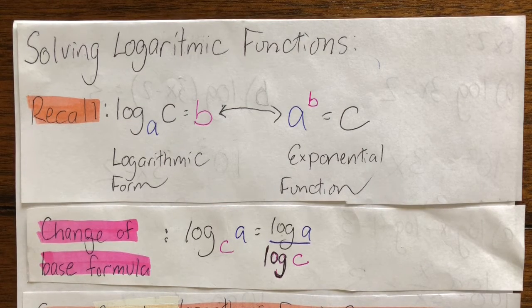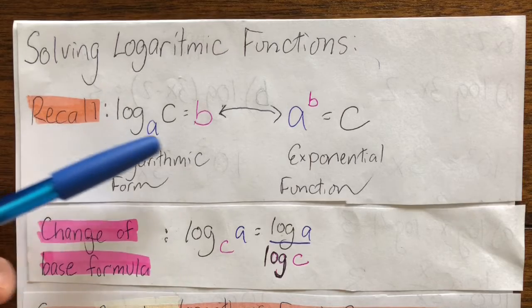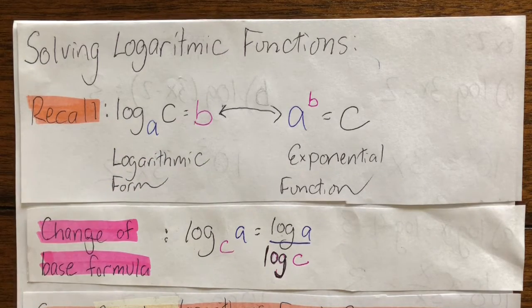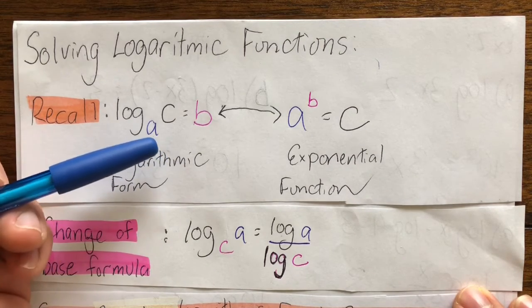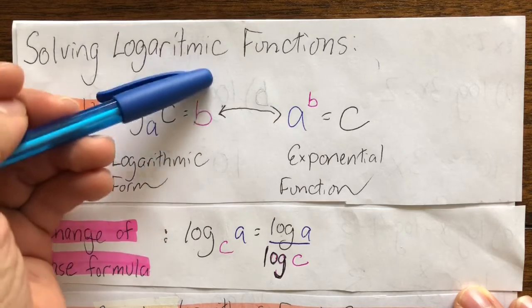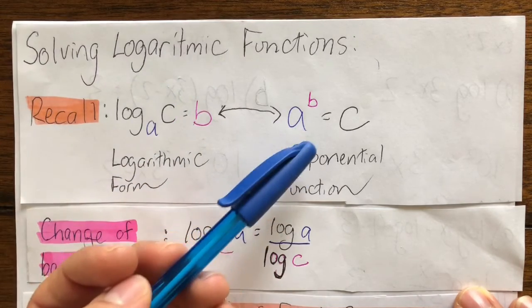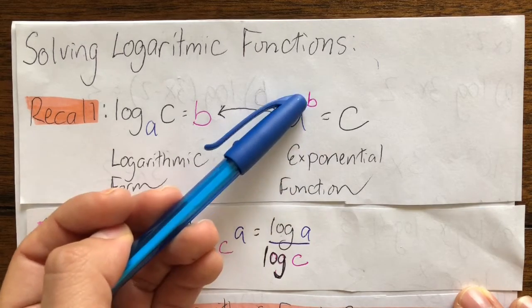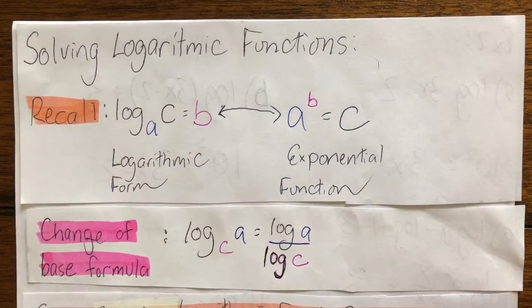So we already know how to convert a logarithmic form to an exponential form. Let's say we had log base A of C equals B. What I can do is use a swoop and loop technique by reading it as A to the B power equals C, which is the exponential form. So we go from logarithmic to exponential form.